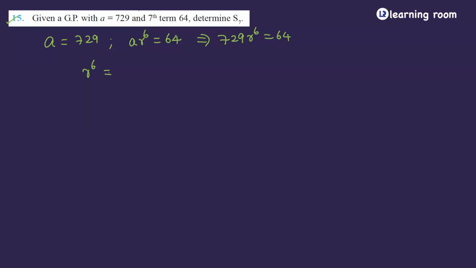So r power 6 is equal to 64. Can I write it as 2 power 6, and 729 as 3 power 6, which implies r is equal to 2 by 3. So A is 729, r is 2 by 3. Since r is less than 1, for the sum of n terms, I'll use this formula.